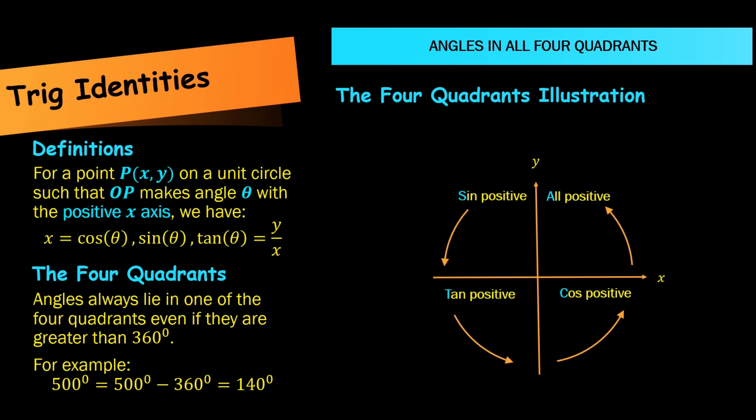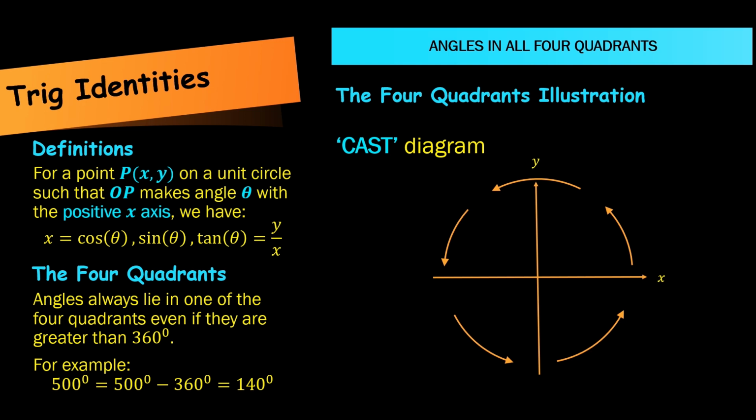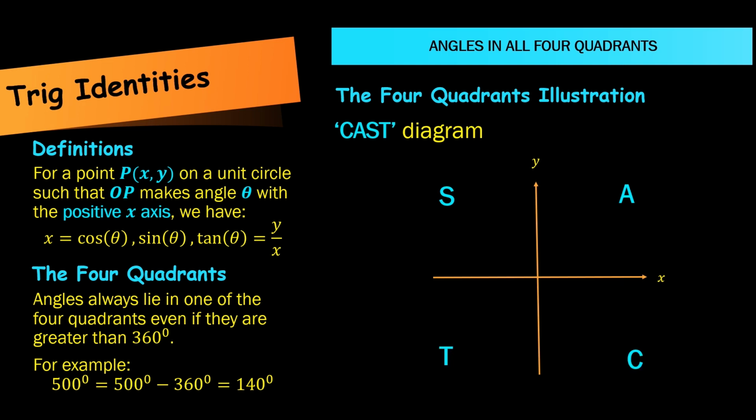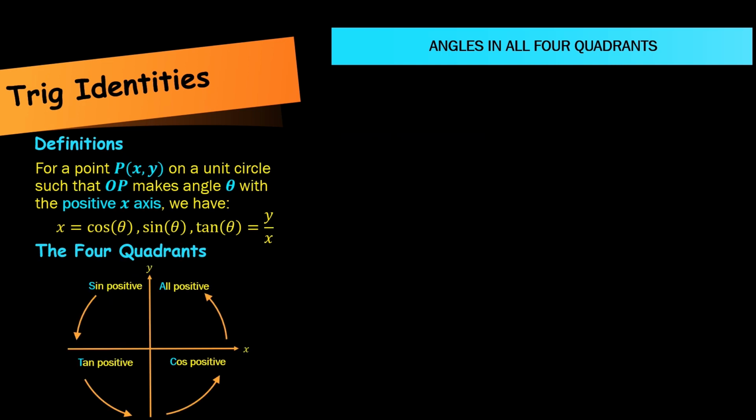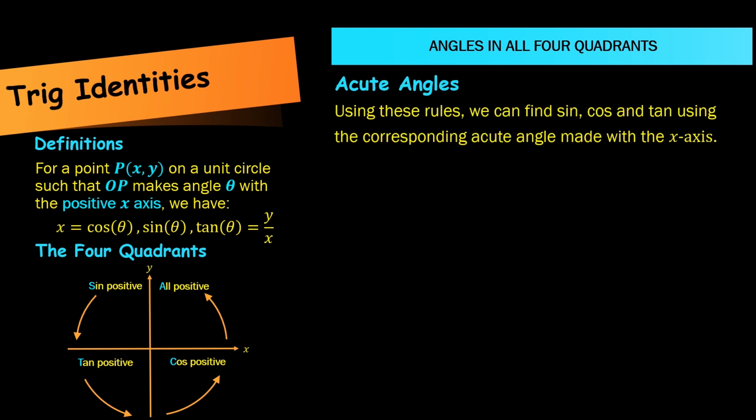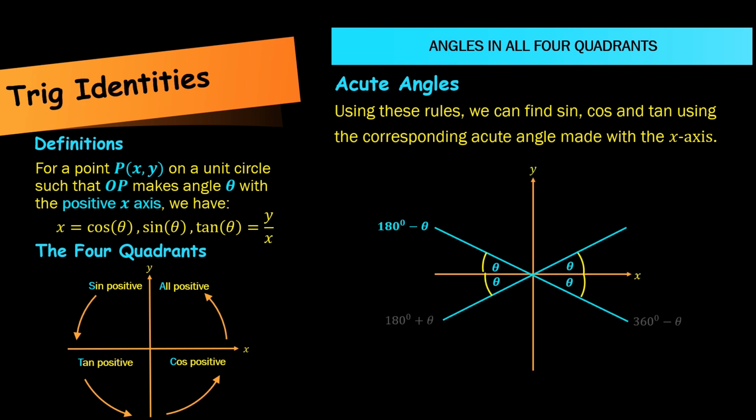So here's a summary. One way of remembering this is CAST, C-A-S-T. It is also known as the CAST diagram, as shown. Using these rules, we can find sine, cos, and tan using the corresponding acute angle made with the x-axis. So let's take a look.